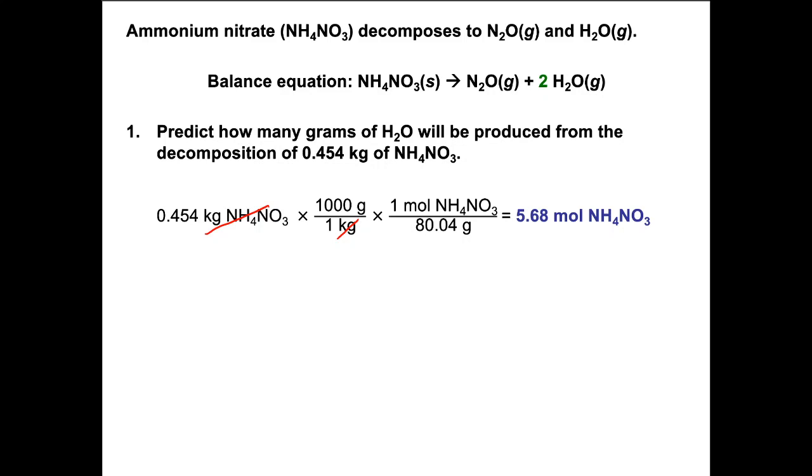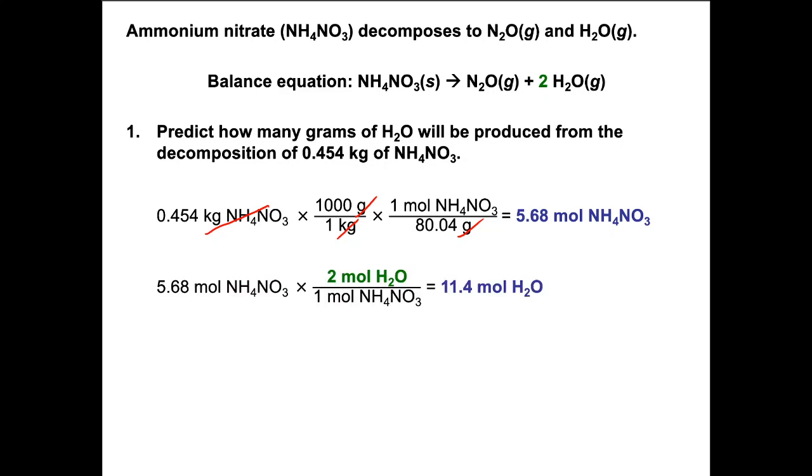Or we can convert our molar mass to kilograms, but it's much easier just to convert the given mass to grams first. Then go through our molar mass. So for every 1 mole of ammonium nitrate, there's 80 grams of ammonium nitrate, and that will cancel with grams. So we're left with moles of ammonium nitrate. This is how many moles of ammonium nitrate we are reacting.